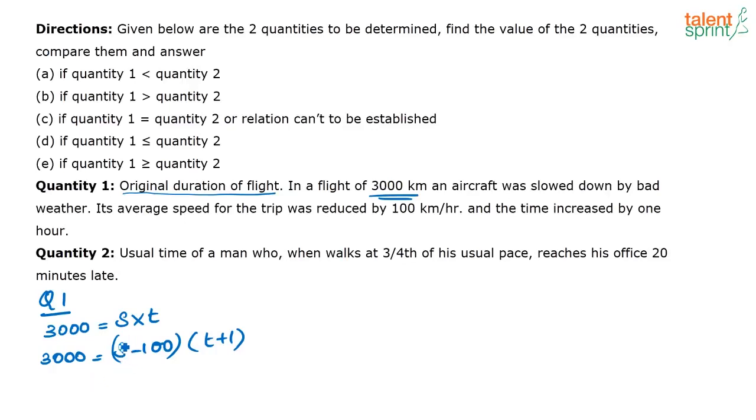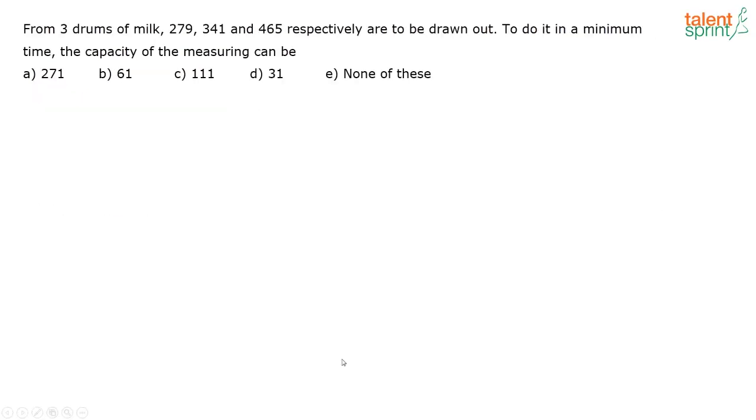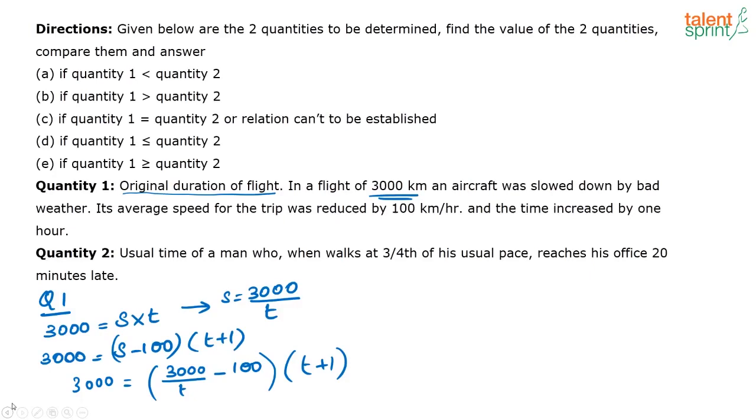So, what can you substitute in place of s? See, you know 3000 is equal to st, or I can say s is equal to 3000 by t. Just put in this value here. So, what will you get? You will get 3000 is equal to (3000 by t minus 100) into (t plus 1). So, now you have to expand this term and solve for it. So, what will you get?